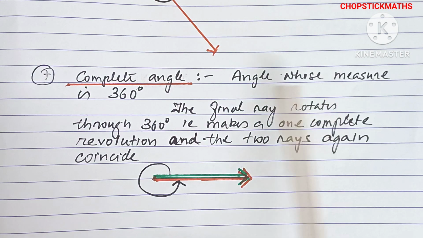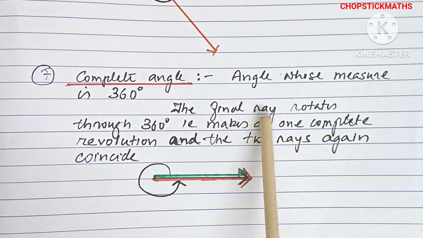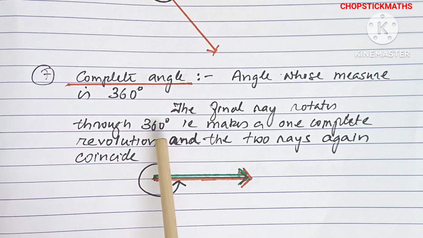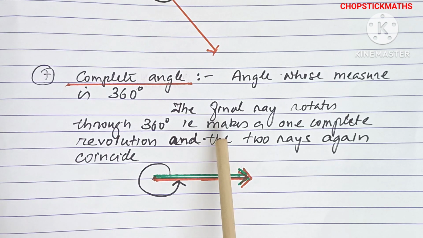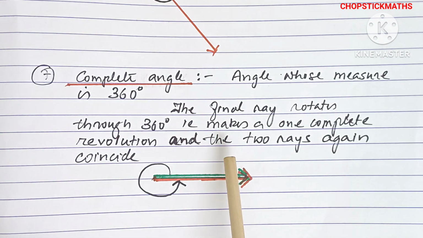Complete angle. Angle whose measure is 360 degrees is called as a complete angle, and the final ray of this angle rotates through 360 degrees. That is, it makes one complete revolution and the two rays again coincide.